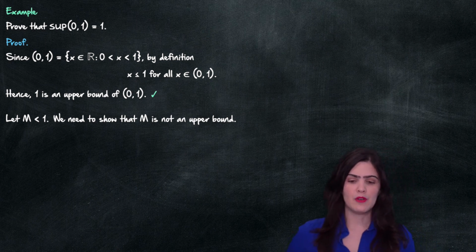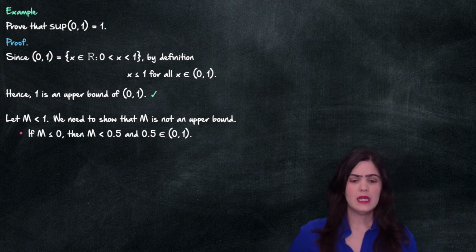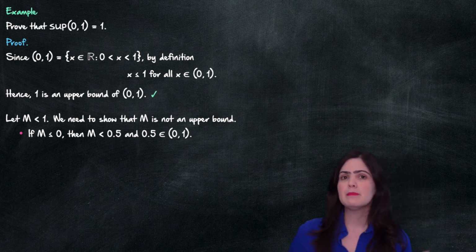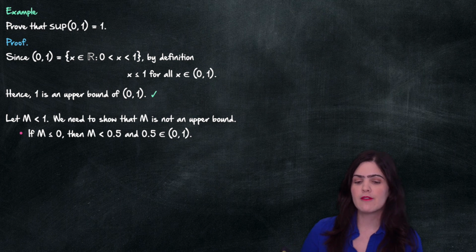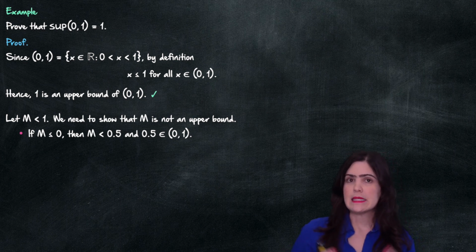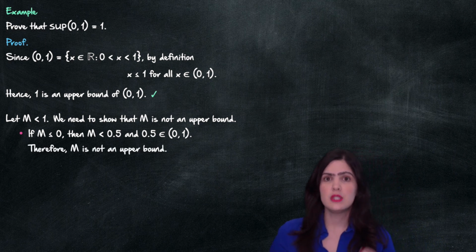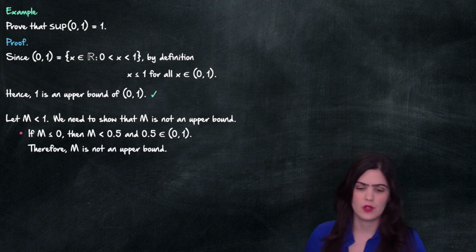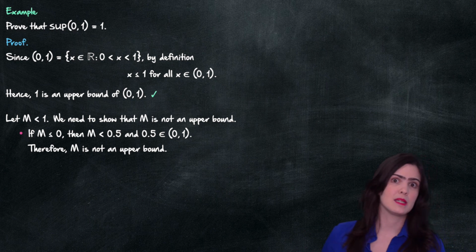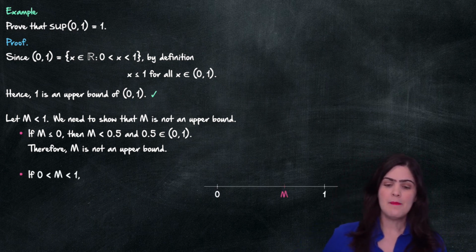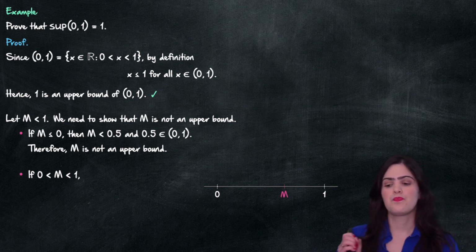Okay, perfect. So if m is less than or equal to 0, then m in particular is less than 0.5, and 0.5 is in the interval (0, 1), so that means that m is not an upper bound, because m is less than an element in the set. Okay, very good. So now what happens if m is between 0 and 1?